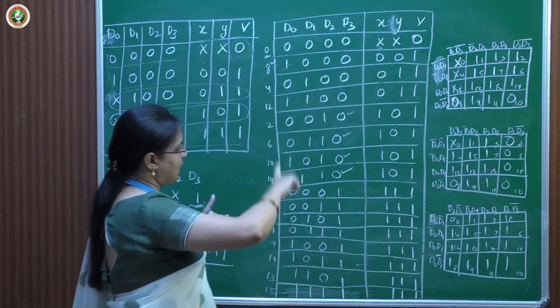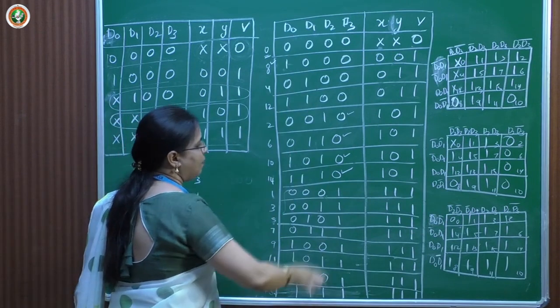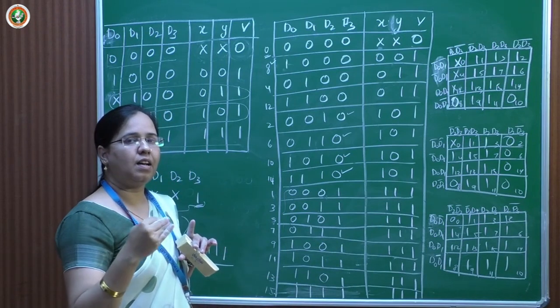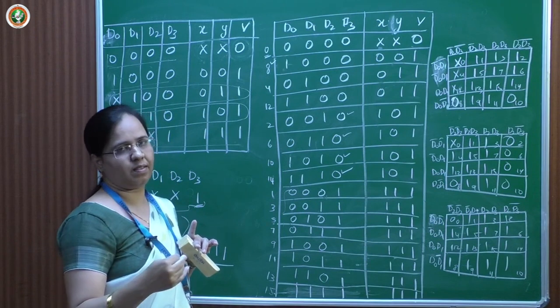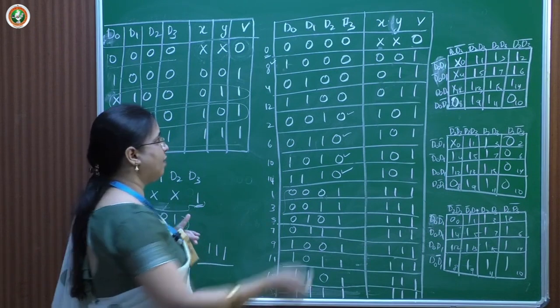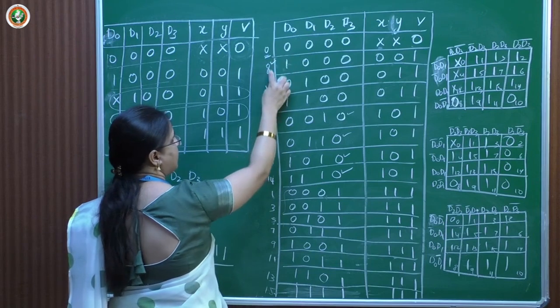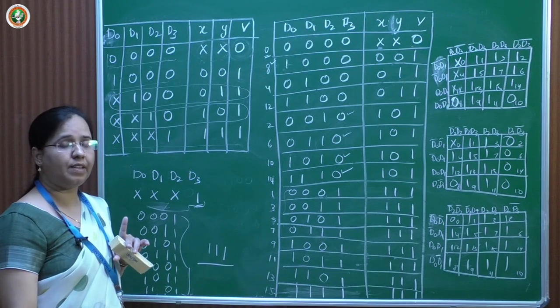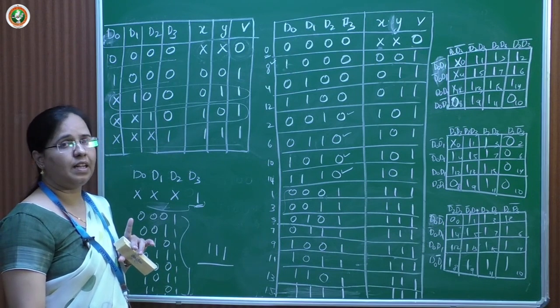See, for simplicity, there are 4 input variables which are not in 0 to 15 min term order. So for simplicity, beside each binary representation, I have written its decimal representation so that it will be easy for us to fill the K-map.